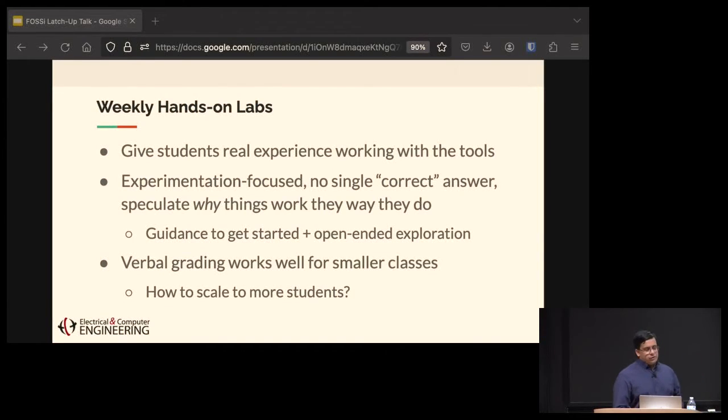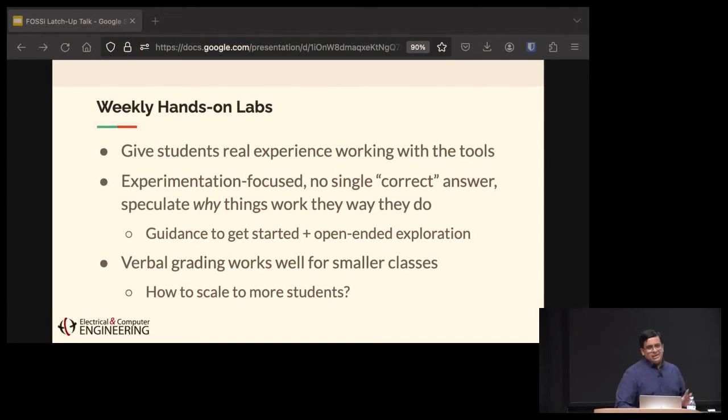And one of the things we've been experimenting with is verbal grading, where instead of having them submit some code or submit a write-up, we actually talk to each student individually, ask them a few questions about what their understanding of the process is. And that's worked really well for the smaller class, but it's an open question how we scale this up to a class of 30 or 40 students? It's a lot easier for 10 students when we can talk to each of them during a lab session.